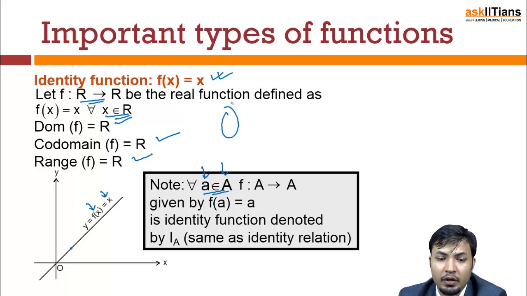Okay, that I had A and B, right? So every element of A is represented like this. So for all a belonging in A, my f function is from A to A. It is given by f(a) = a, and is the identity denoted by I_A. Keep this in mind because it will be used quite a lot of times. Okay, same as the identity relations.